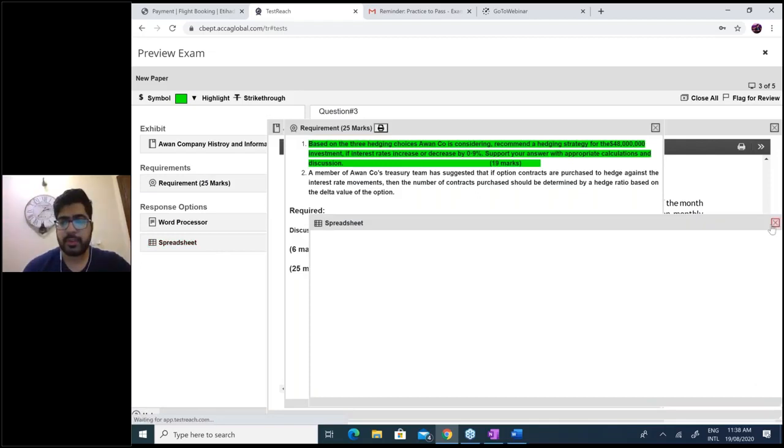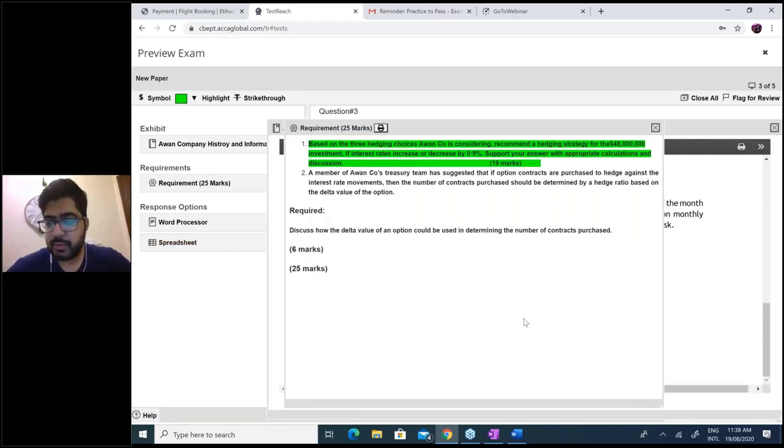This highlighted requirement you need to read. Based on the 3 hedging choices Avan is considering. Remember, there are 3 hedging choices. See, go back to the question.